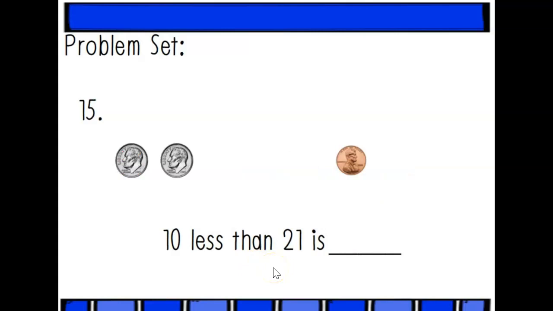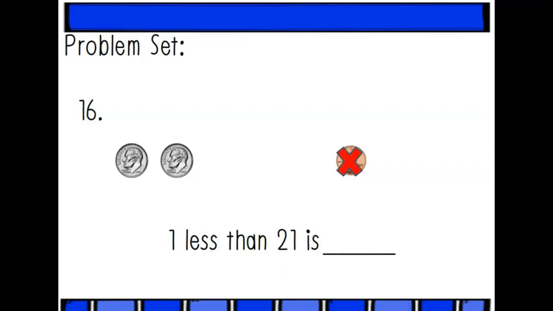All right, what is 10 less than 21? I'm going to cross off 1. Did you get 11 like I did? Wowie zowie. All right, what is 1 less than 21? Did you put 20? Did I trick you? Or did you get it right? I bet you got it right.